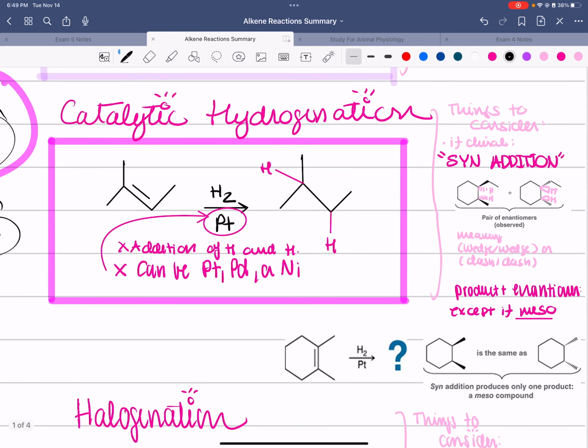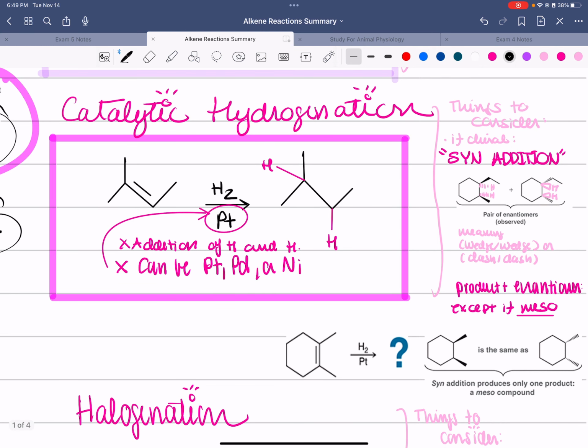So catalytic hydrogenation. When we're given this, it's the addition of a hydrogen and a hydrogen. I did circle Pt because you can have a variation of the reaction. It can be Pt, but sometimes it can be Pd or it can be Ni. So it can show up in many different forms, as long as you have your H2.